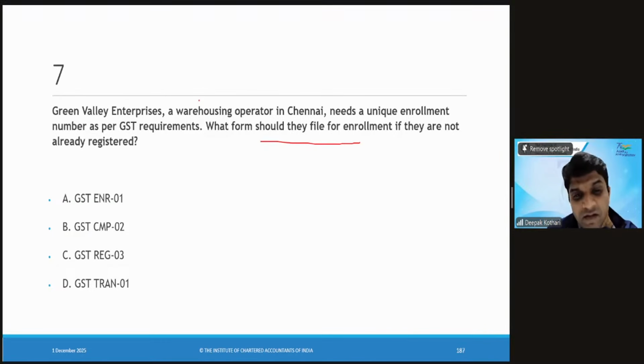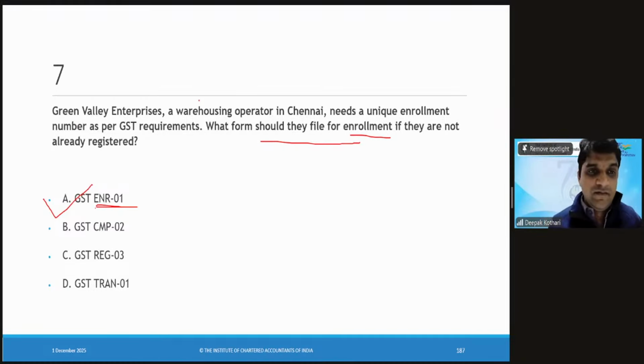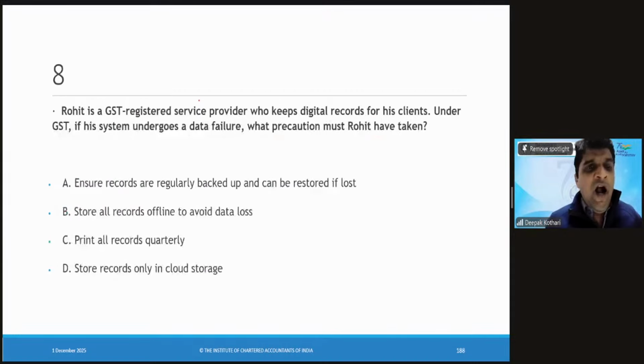Very simple. It is enrollment, which means ENROLLMENT. The question asks, what should they file for their enrollment? ENR is only 1 year. So that is the answer. You have to file ENR 01 to get enrolled. Okay. As a warehouse operator. Question number 8.